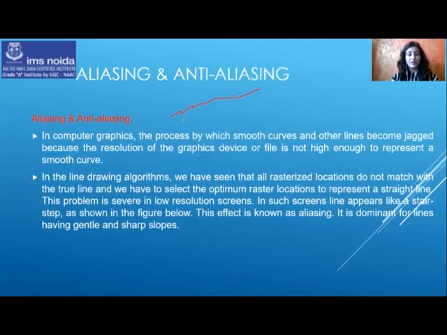There will be a jagged image, that is called aliasing. And the solution of aliasing is anti-aliasing, right? Let's see, in computer graphics, the process by which smooth curves and other lines become jagged.